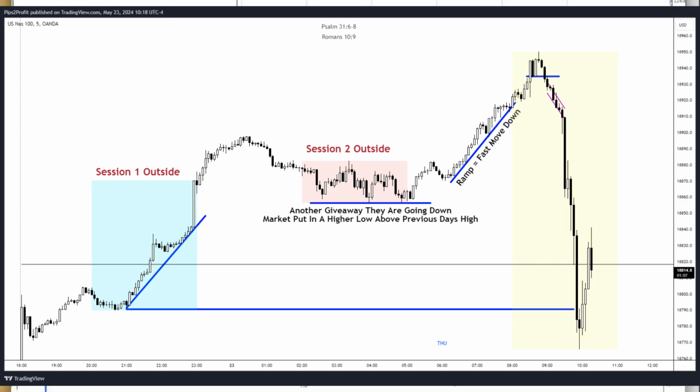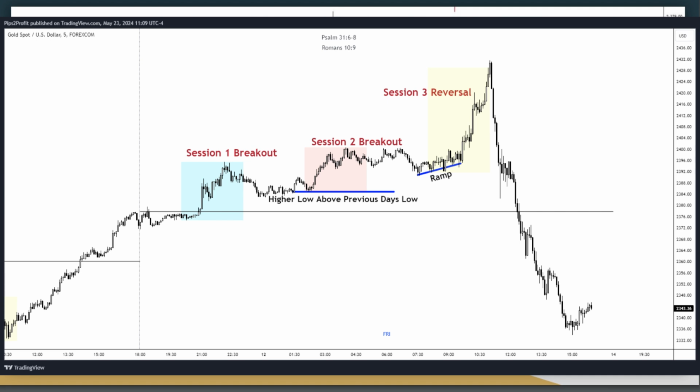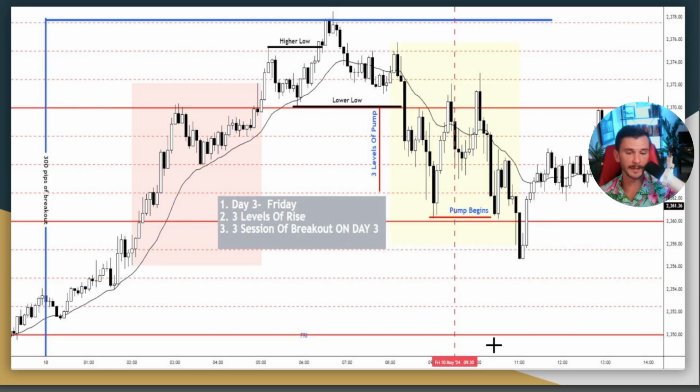And a lot of times when you have 3 sessions of breakouts at the high of the week, this will usually go back down to previous day's high. Or if you're at the low of the week and you have 3 sessions of breakouts on day 3 and a higher high, a lot of times it'll go back to, at a minimum, the previous day's low.